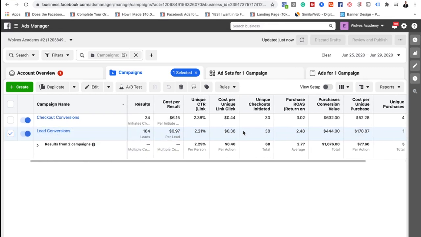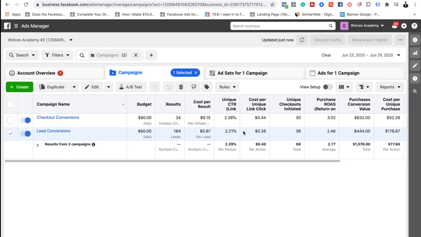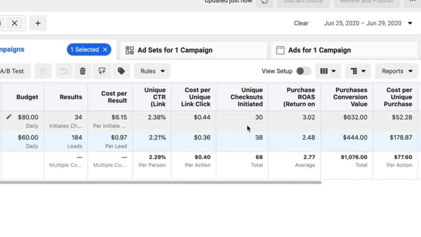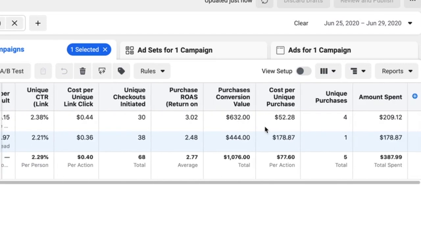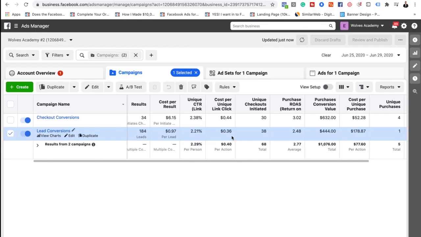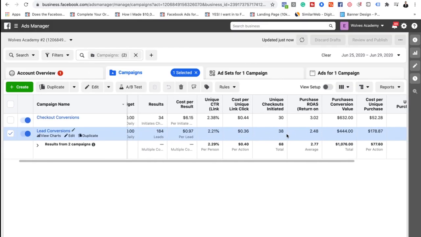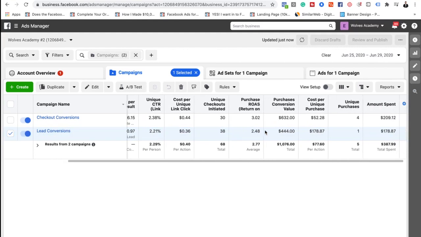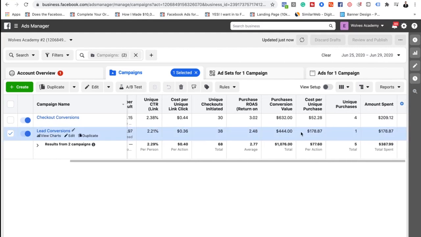Now, if we look here, we currently have the current ad spend $200 over here, and we have 30 unique checkouts, $178 over here, and we have 38 checkouts. So we're getting more checkouts. We're getting pretty decent statistics. The only thing is we're not getting purchases. So that's just looking within the data. We need to do a deep dive in the data, but I'm not going to do it here. We need to figure out why we're not getting purchases.